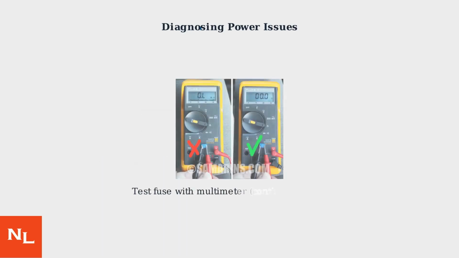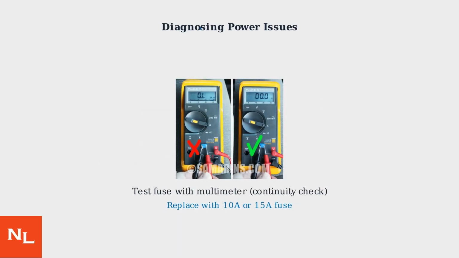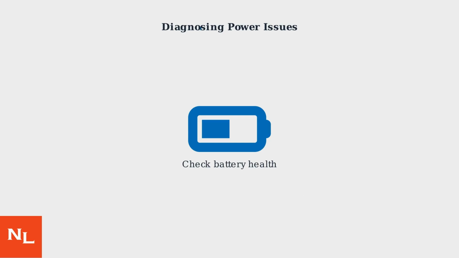Use a multimeter to test the fuse for continuity. Replace any blown fuses with correct amperage, usually 10 A or 15 A. Ensure your battery is healthy to prevent voltage drops.